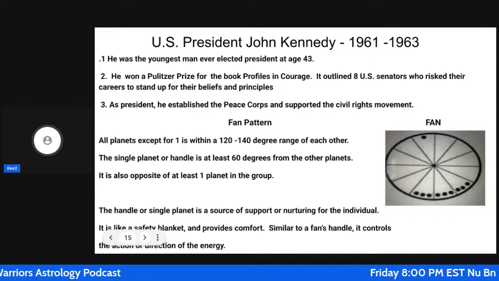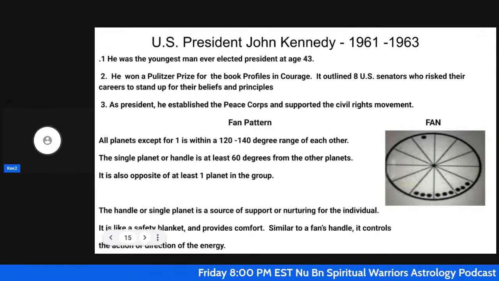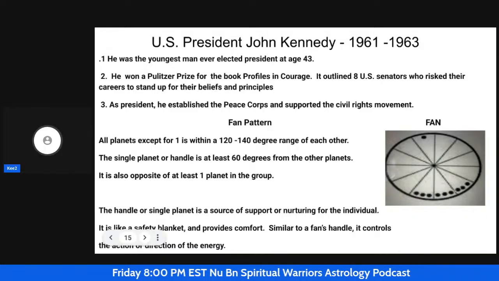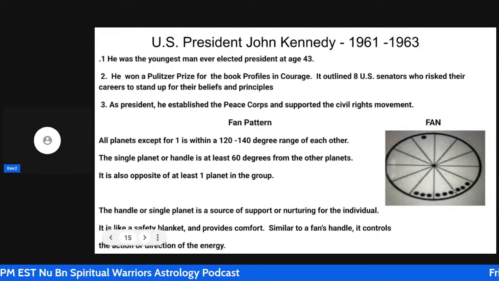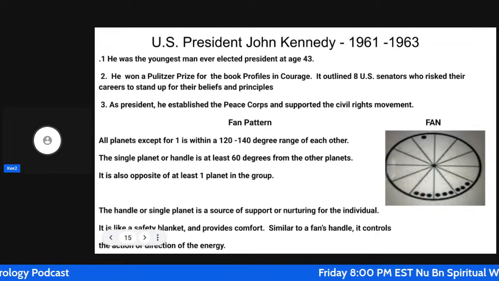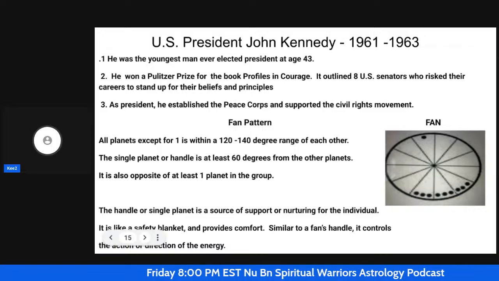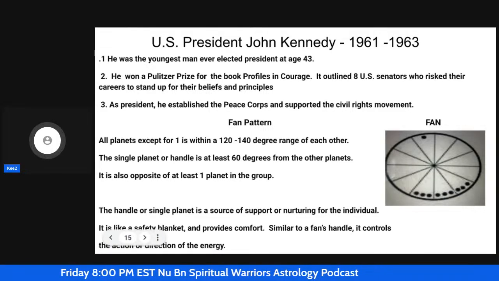The fan pattern. All planets except for one are within a 120 to 140 degree range of each other. The single planet or handle is at least 60 degrees from the other planets. It is also opposite of at least one planet in the group.